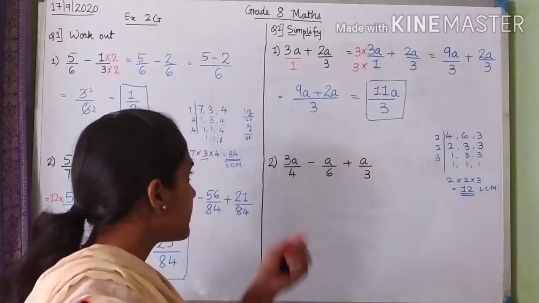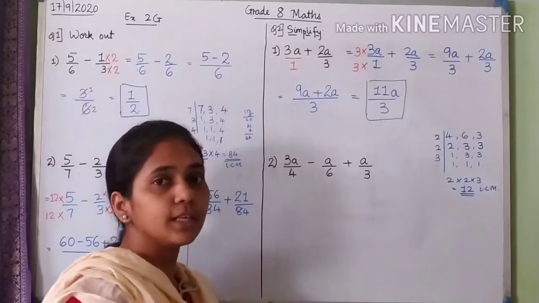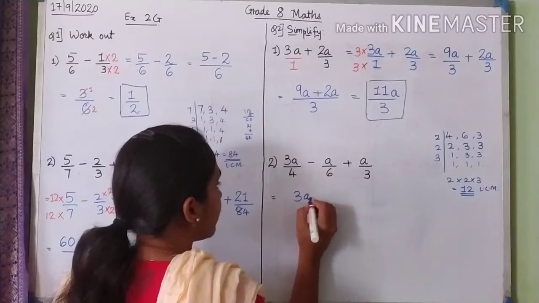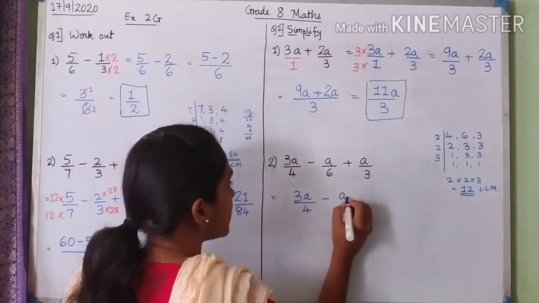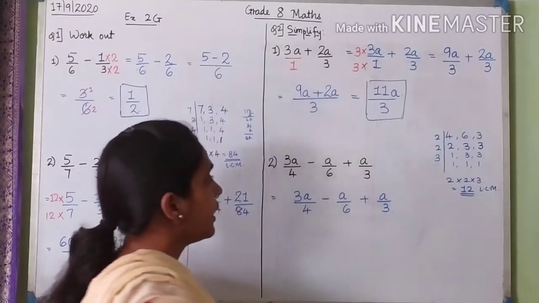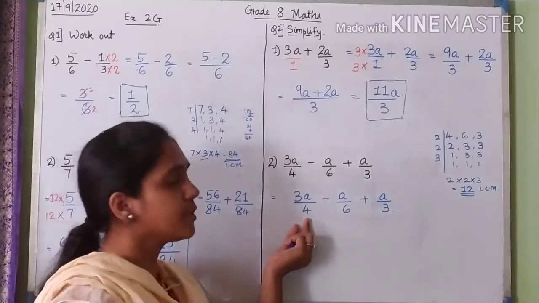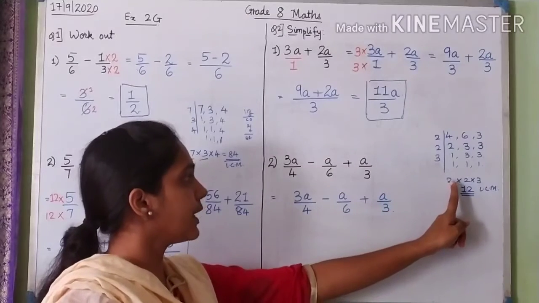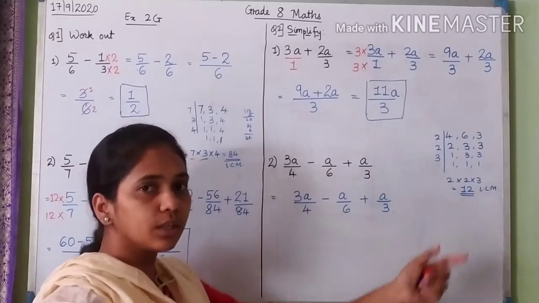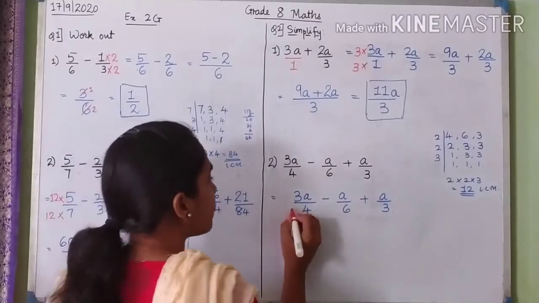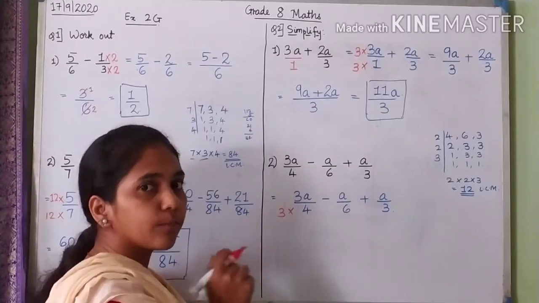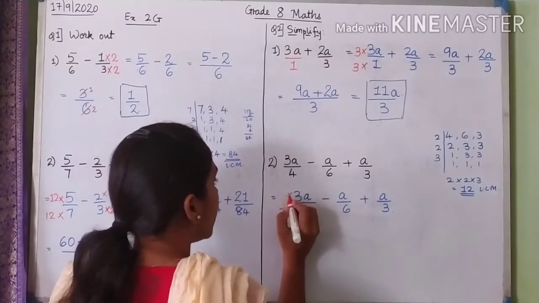Okay. That means here each denominator has to be made equal to 12. Okay. So first I write them 3a by 4 minus a by 6 plus a by 3. Okay. Now 4 into what is 12? See, if you take this 2 into 2, 2 into 2 is 4. And 4 into what is 12? 4 into 3 is 12. So I have to multiply this 4 by 3. Okay. And if I am multiplying the denominator, I have to multiply the numerator also by 3.